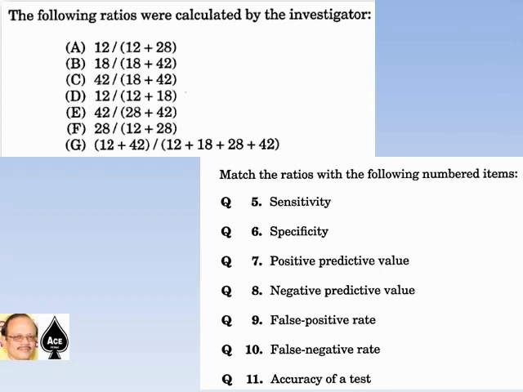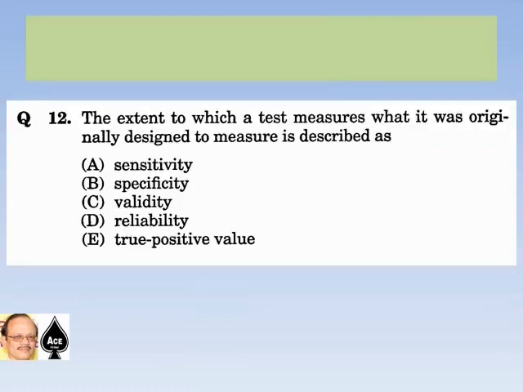Okay, the time is over. 2 minutes were given. The next question is, the extent to which a test measures what it was originally designed to measure is described as which one? Sensitivity, specificity, validity, reliability, and true positive value.